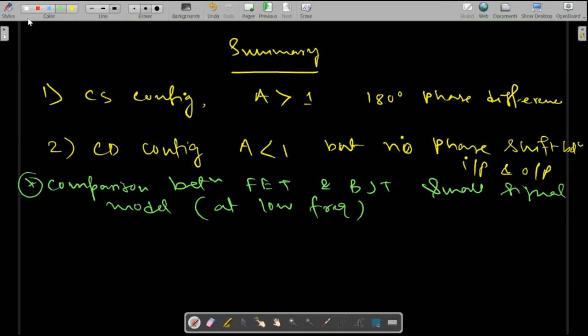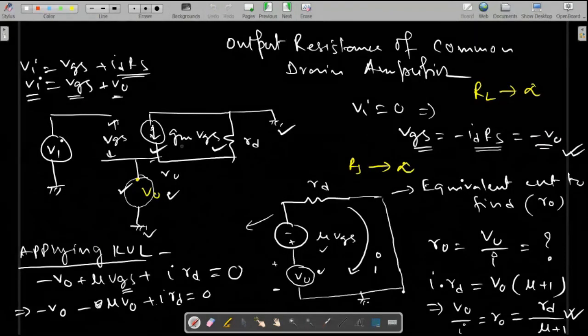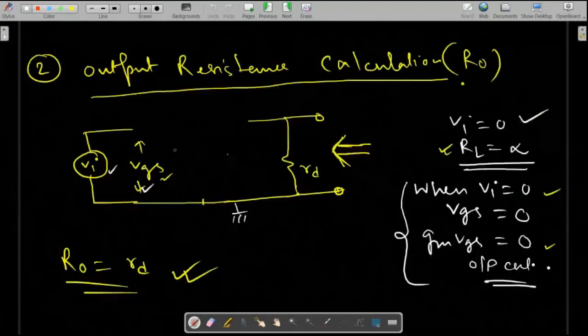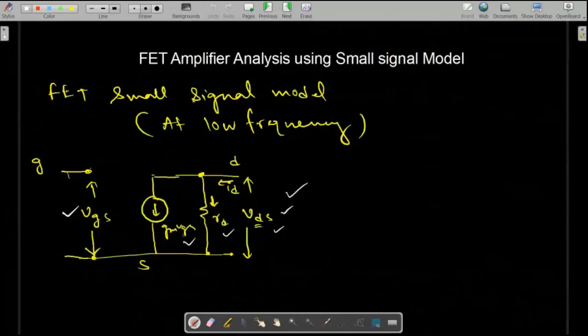The first point, number one: in the FET model, on the output side we have a current source, the value is gm VGS. Let's check that model once again. The output side has a current source, gm into VGS, which is controlled by VGS. So FET is a voltage controlled device. The output side current is controlled by the input side voltage, VGS.